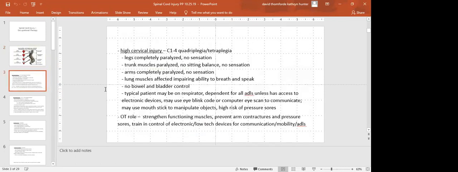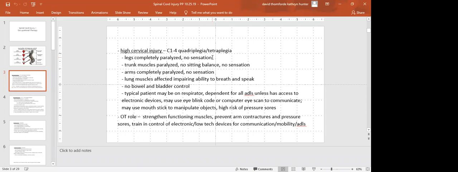Let's talk now about some of these levels of injury and what a typical patient might look like. Somebody who has a high cervical injury, their spinal cord is injured between the C1 and the C4 level. That would be known as a quadriplegic, or a person with quadriplegia, or a person with tetraplegia, to use the person first terminology. That individual would have completely paralyzed legs with no sensation, likely to have trunk muscles paralyzed and no sitting balance and no sensation, and the arms likely to be completely paralyzed without sensation.